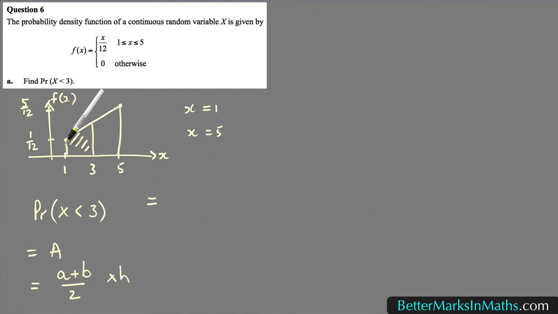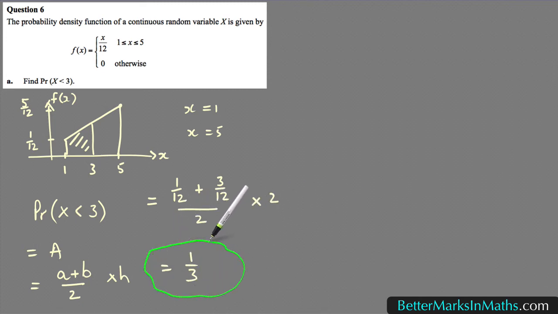Now, a, let's call it this side. So the height of this side is 1/12. And then when x equals 3, subbing 3 in here, you would get 3/12. So that's the length of this side here, 3/12. And then divide that by 2. And then multiply by the height, which is how far apart those two parallel sides are, which is 2. These 2s cancel, and you're left with 1/12 plus 3/12, which is 4/12, which is 1/3. And that is the correct answer for this one.